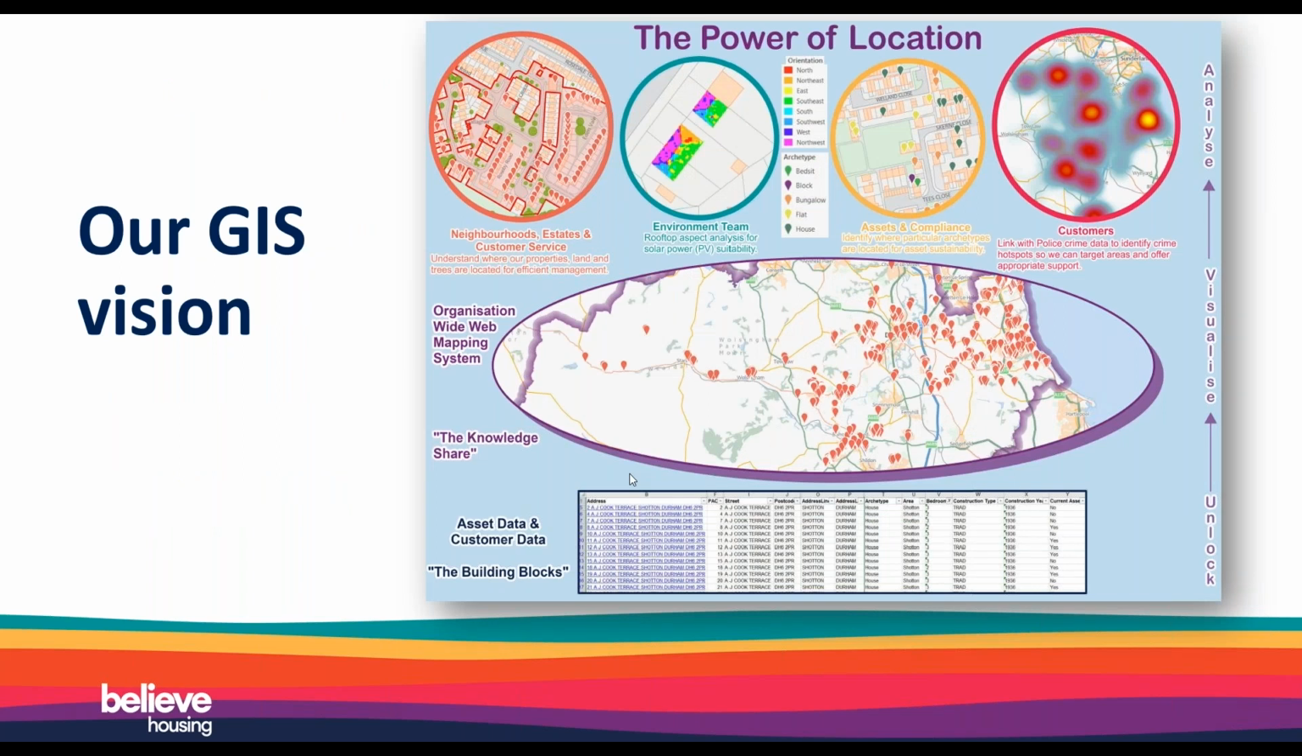So before we got going with everything, we had a clear vision of what we wanted, which really did help. We knew we wanted to unlock our assets and customer data. We wanted to be able to visualize that data and make it available across the whole of Believe Housing, and then be able to analyze that data to produce actionable insights. We used images like this one you can see here on the screen to share this vision with our colleagues, many of whom hadn't previously used GIS. And this really did help get buy-in from the start and hopefully helped reduce any hesitancy that people might have had to new technology when it was rolled out.